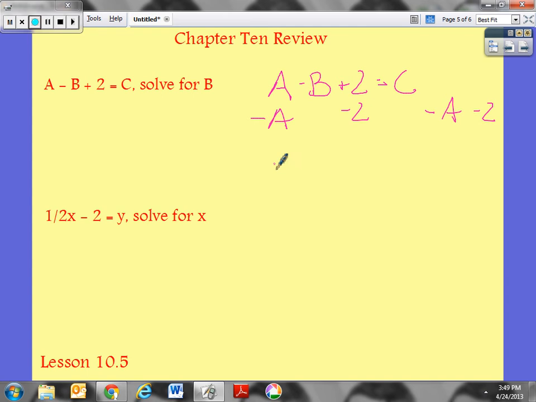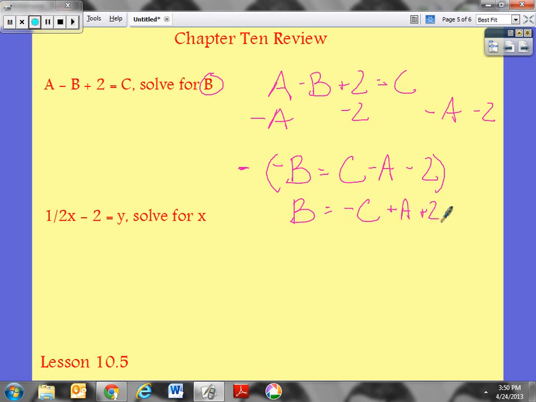So now I'm left with negative b is equal to c minus a minus 2. But remember, it doesn't say solve for a negative b, it says solve for a positive b. So the thing I do to get rid of that negative is multiply through by a negative, because a negative times a negative will get a positive. So b is then equal to negative c plus a plus 2.